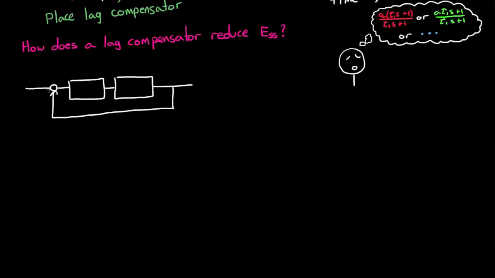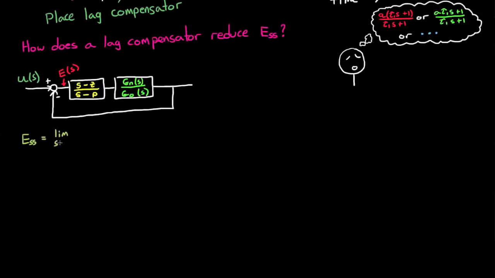But to make it easier in the future, I'm going to break this up into a numerator, gn, and a denominator, gd. I'll also add a lag compensator, s minus z over s minus p. Remember, the locations of the zeros and poles are negative since they're in the left half plane, so these will become z plus a real number.